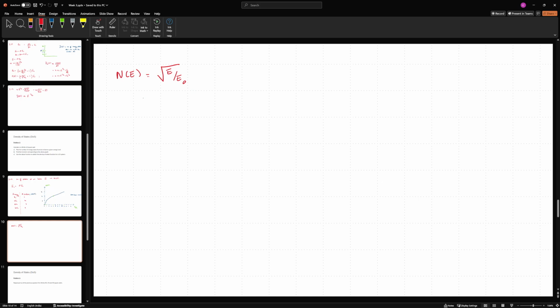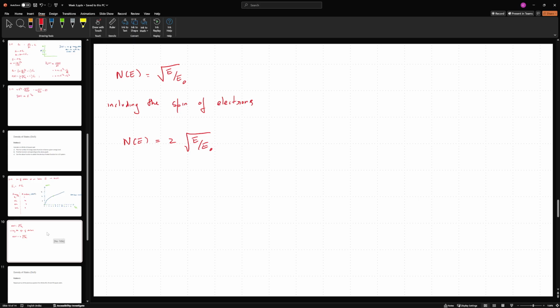But this is also not correct because if I include spin, like if we are talking about electrons, including the spin of electrons, n of E is equal to twice square root of E by E naught.